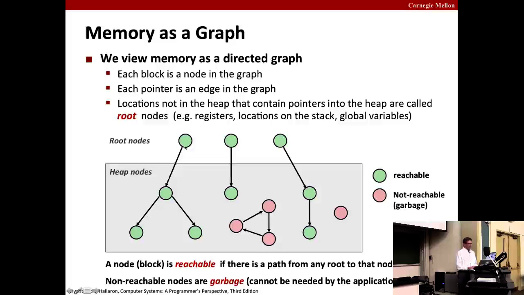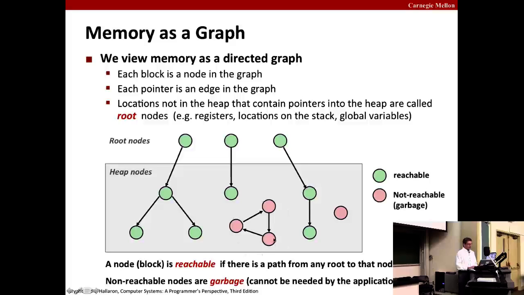We say that a node or a block is reachable if there's some path from a root node to that block, and we've denoted those by green. So all of these green blocks in the heap are reachable, because you can start at a root node and just follow some sequence of pointers to get to that node.